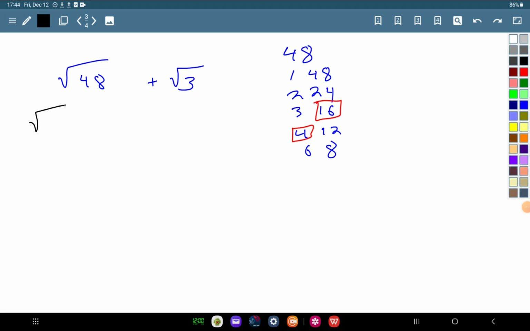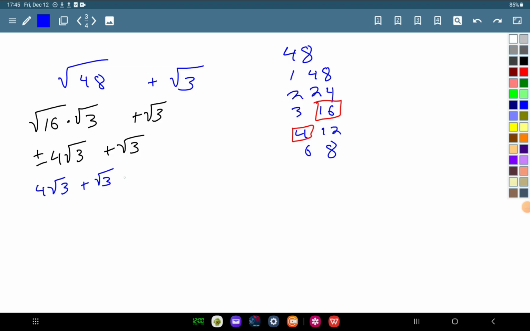So that means we have the square root of 16 times the square root of 3, and we're adding that to the square root of 3. Square root of 16 is a positive or negative 4 times the square root of 3, and we're adding the square root of 3 to that. So 4 square roots of 3 added to 1 square root of 3, 4 plus 1 equals 5. That gives us 5 square roots of 3. That is one answer.